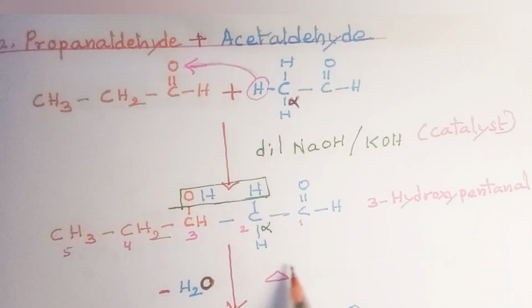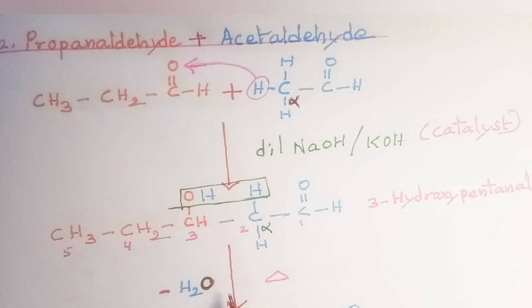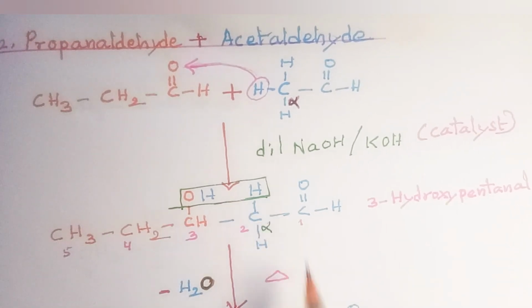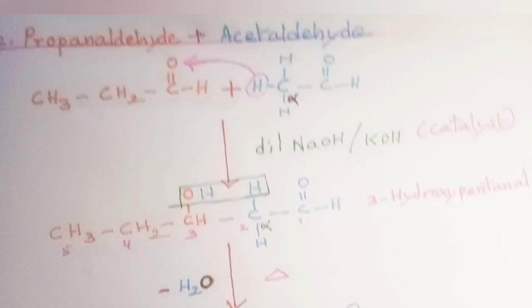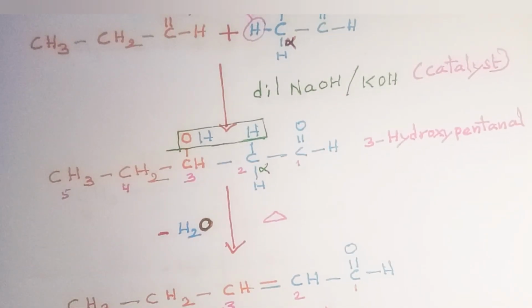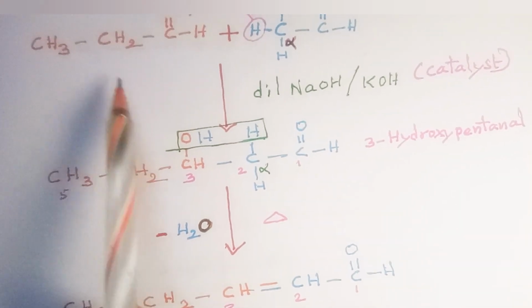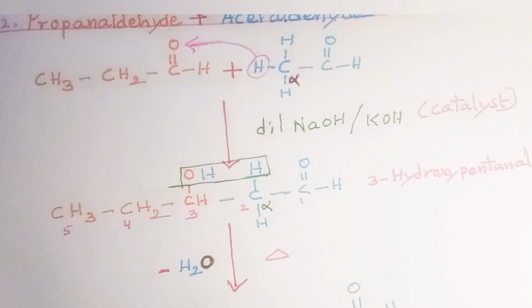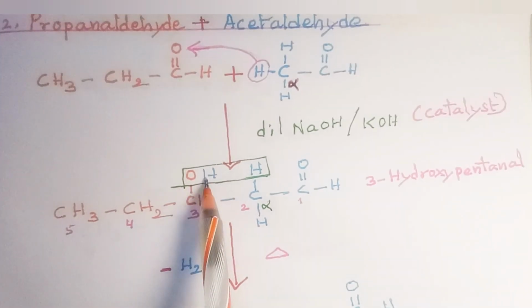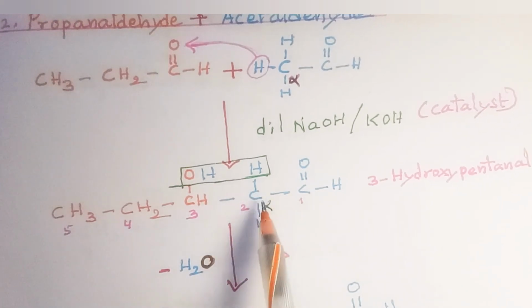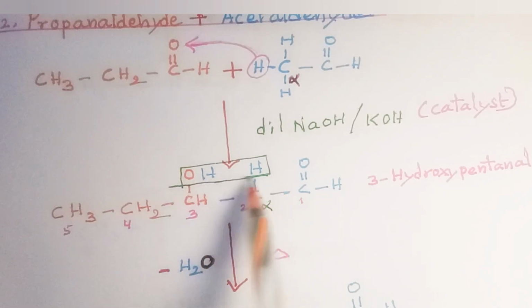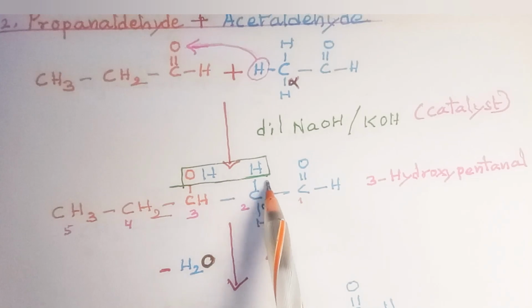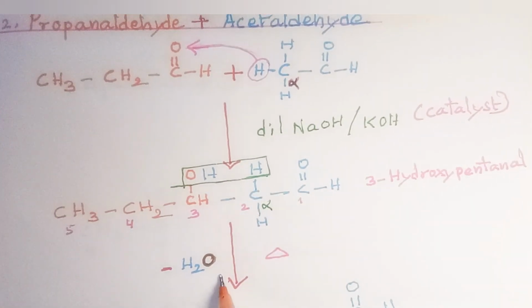This aldol product, upon being heated, will give out a molecule of water to give us the aldol condensation product. Let's see how it happens. This CH3 is written here, then CH2, CH, OH, single bond CH2. There are 2 alpha hydrogens here. One of the alpha hydrogens will combine with this OH group and be eliminated as a water molecule.